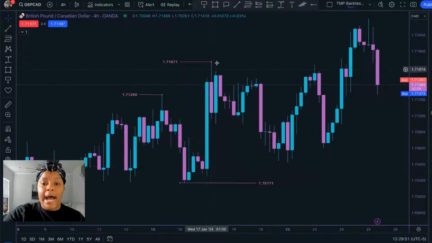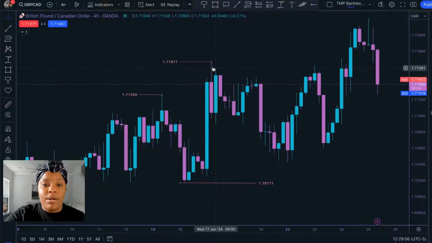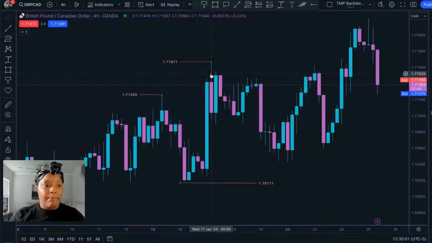Price pushed up, made a new high, and then it pulled back. What candlestick caused price to pull back? The inverted hammer. Longer wick on the top than the bottom. That's how we know.